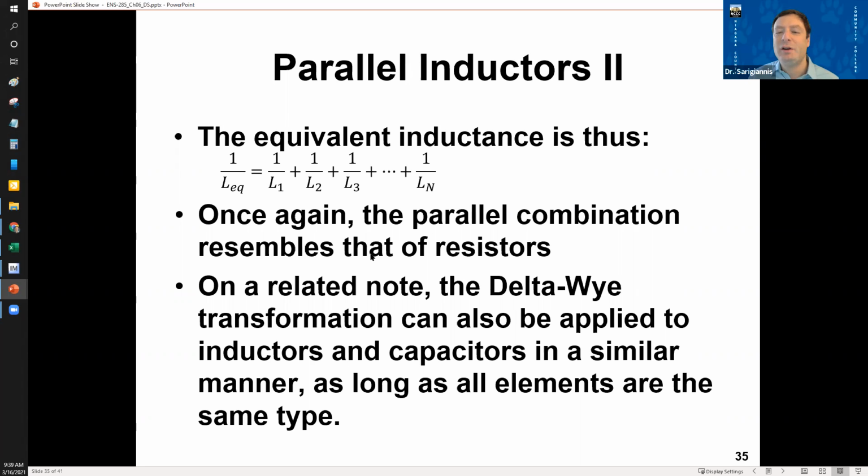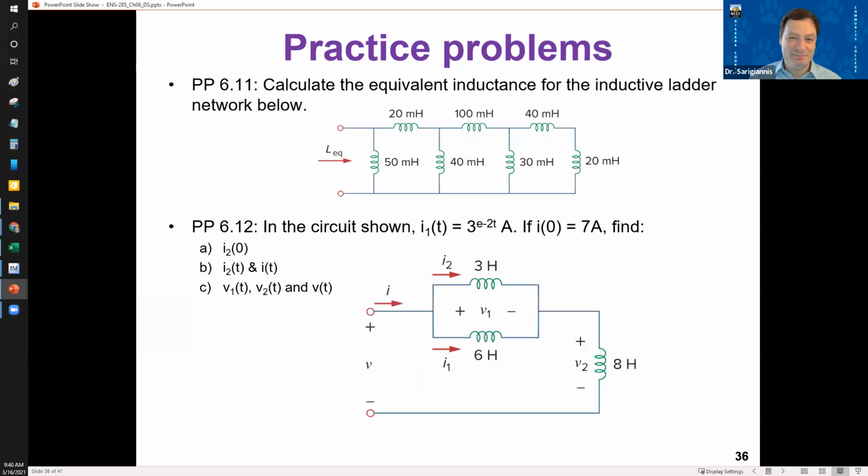This is just mentioning that you can also apply the delta-Y transformation to either inductors or capacitors, as long as all the elements are the same type. So as long as you have all capacitors or all inductors. If you see something that looks like a delta-Y, but it's got a mixture of these things, don't try to break it down. It's not going to work.